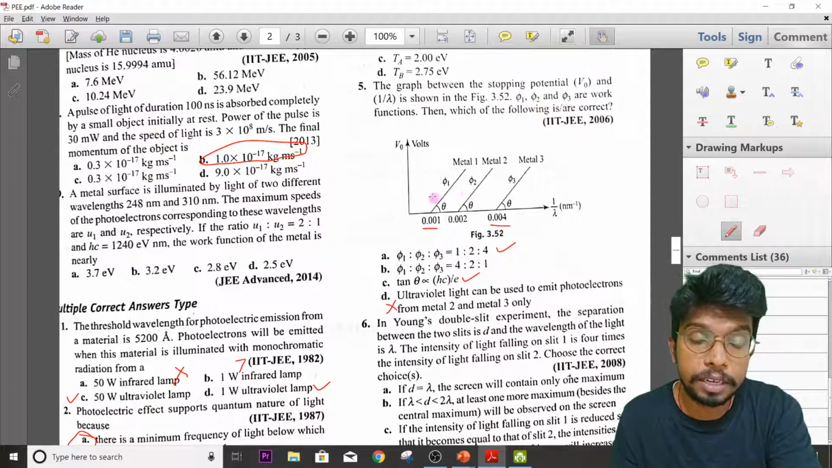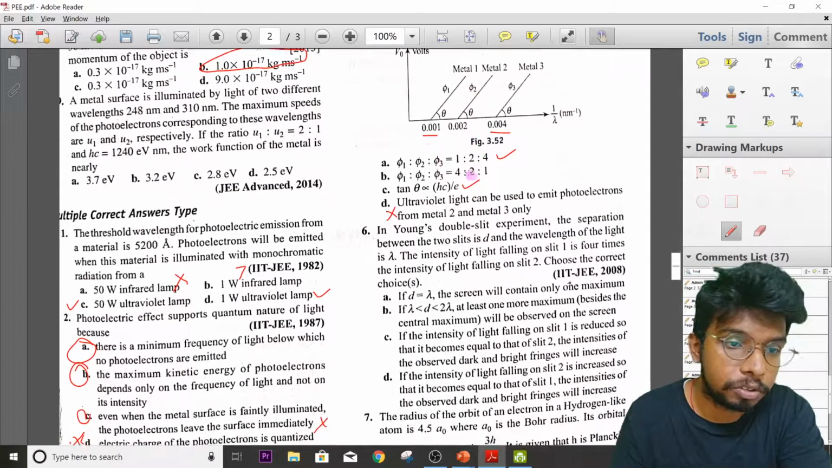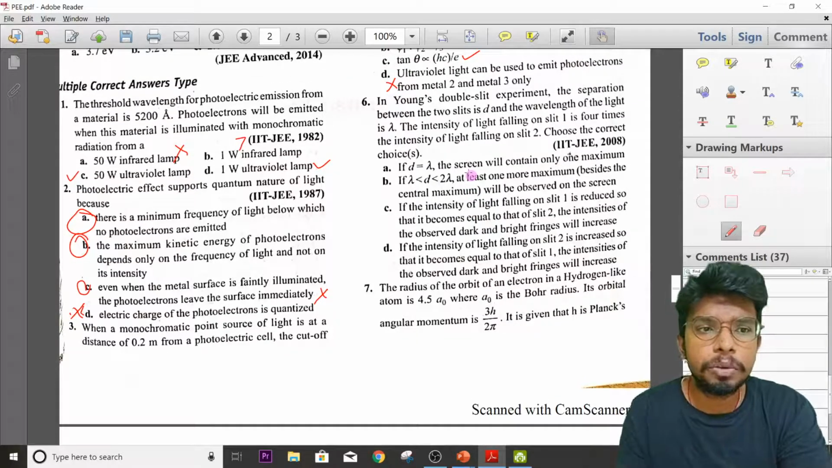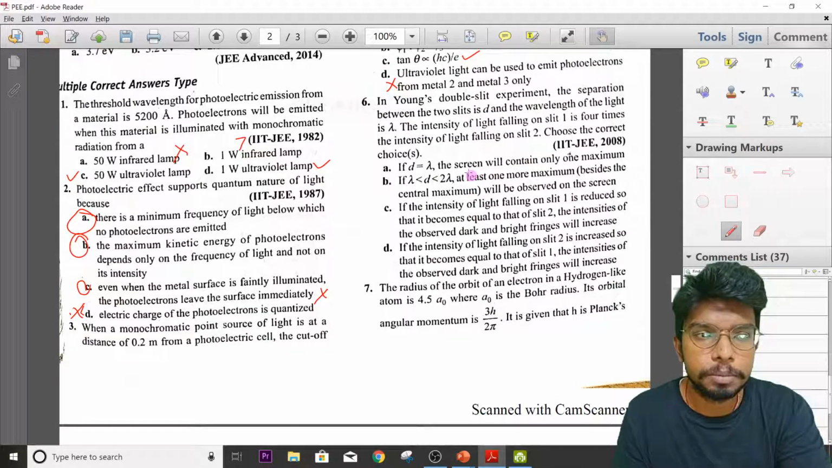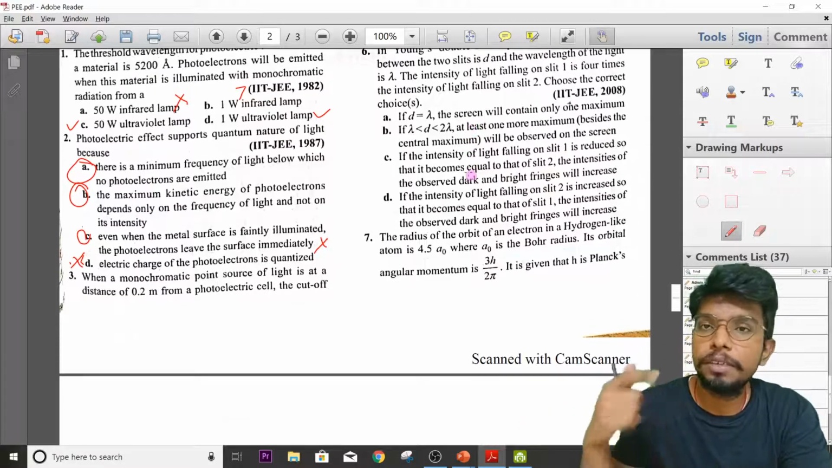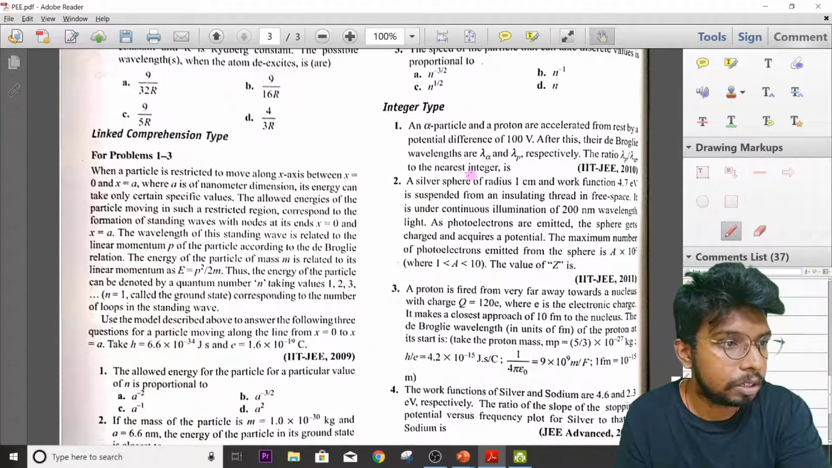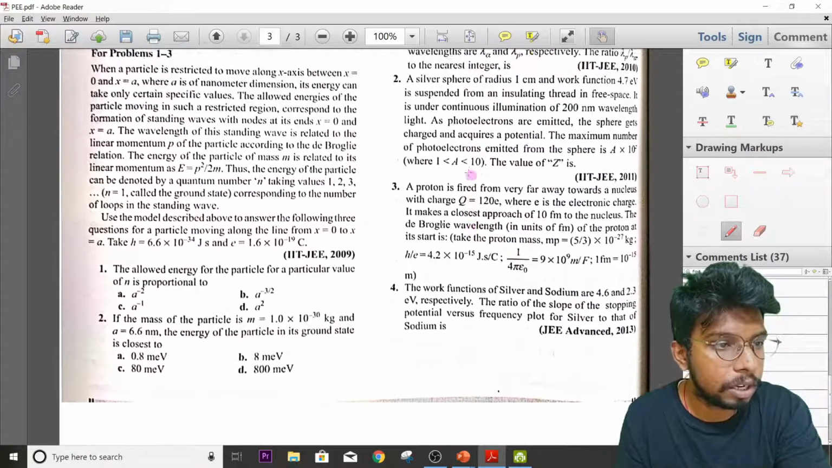You need to understand graphs because there will be many questions based on graphs. Try this one. This is a similar question to the Young's double slit experiment. The intensity depends on the area, the square. So you can try to solve according to that.